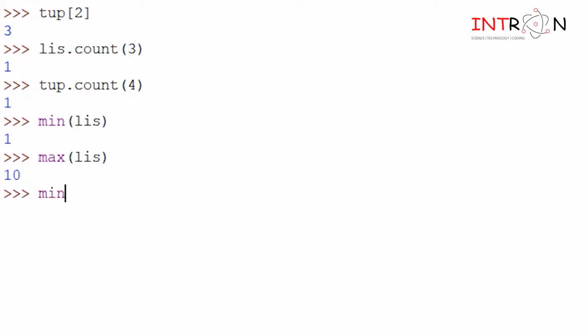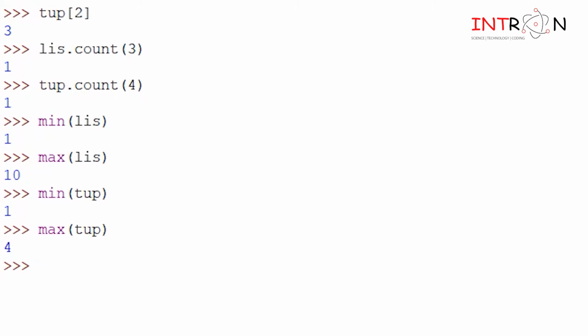Similarly, min and max can be applied for the tuple. So we'll check for the tuple now. The minimum number in the tuple is 1. You can check here, the minimum number is 1. What about the max number? The max number in the tuple will be 4. So you can check here, the max number is 4.